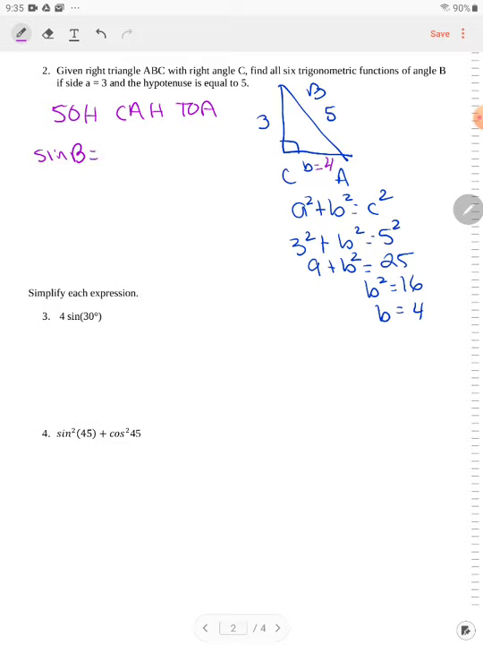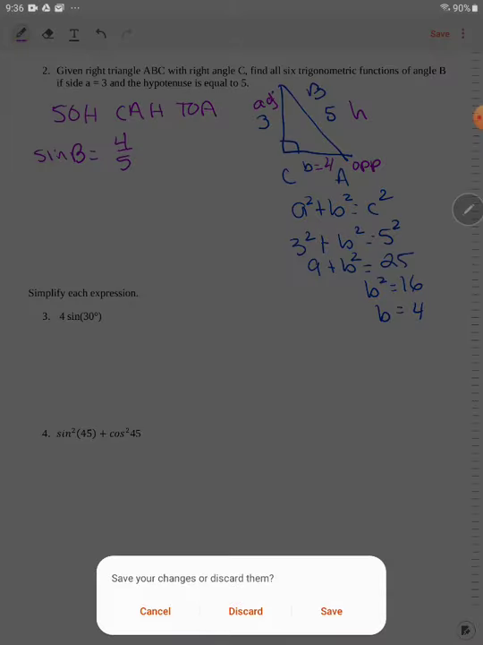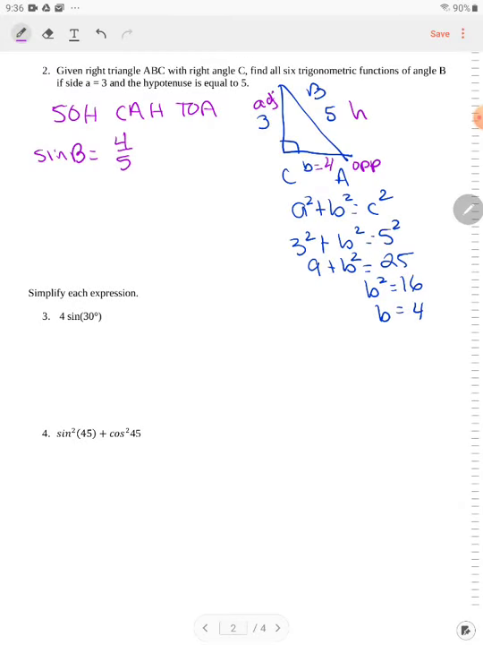On B, the 4 becomes opposite, and the 3 becomes the adjacent. And this is the hypotenuse. Okay, so opposite or across from the B is 4, so we have 4/5. Cosine of B is equal to the adjacent, which is 3/5. And the tangent of B is equal to opposite over adjacent.